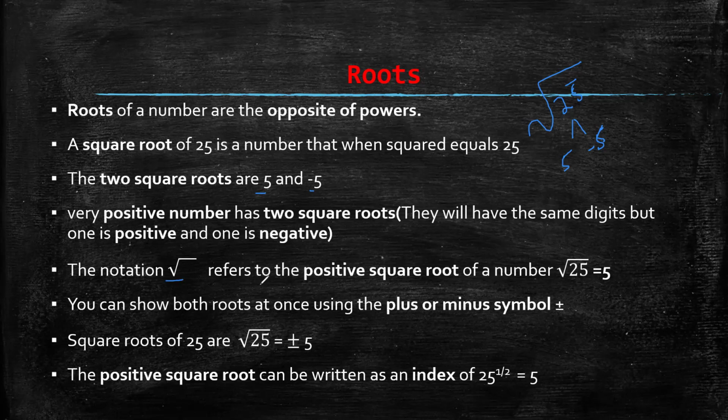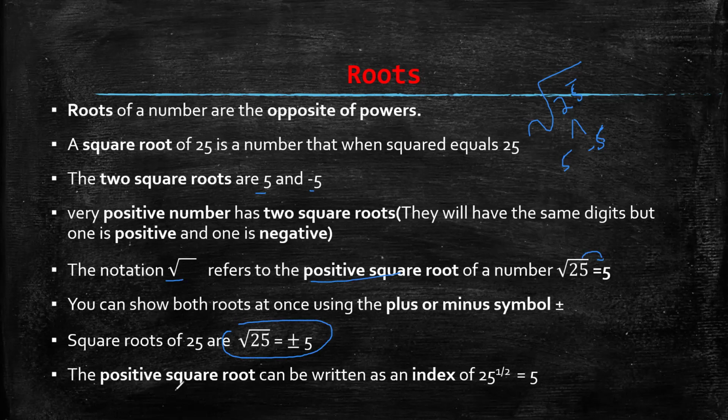The notation refers to the positive square root of the number, root 5. Oh, we already did this one. You can show both roots at once using the plus or minus sign. We can write it like this as well. Root 25 is equal to plus or minus 5, because I told you that 25 is the square of 5. When we cancel out the square, we get two answers: one is positive and one is negative.